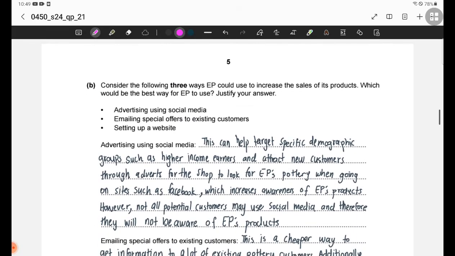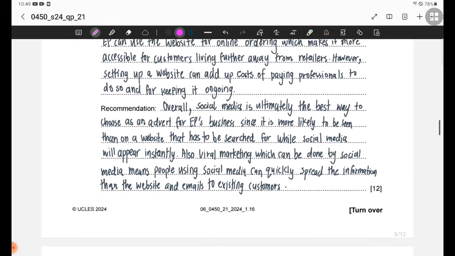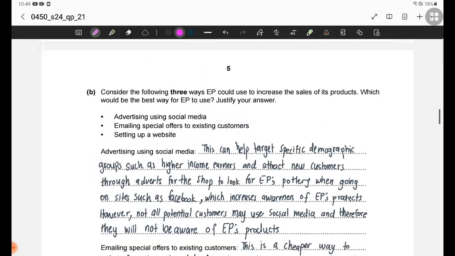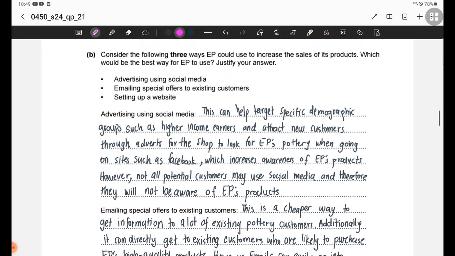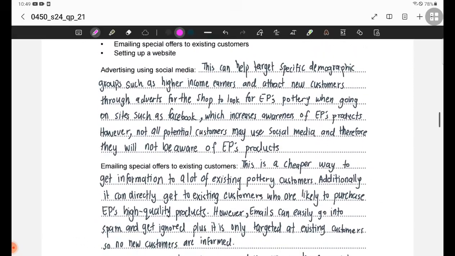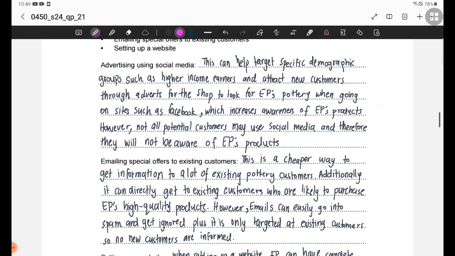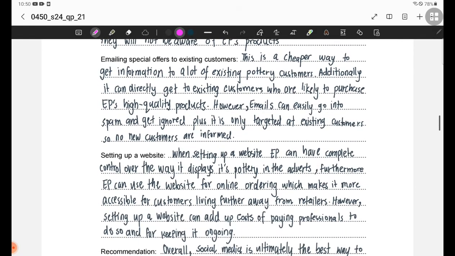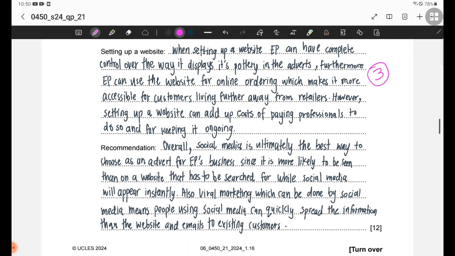Okay, let's go to the second part of the question, part B. Again, another long 12-mark question. This one is pretty, I would say, even. Also each one will be 3 marks for now. It's different from the previous one, so 3 for each. Okay, again, when you're comparing, you need to use logic most of the time.